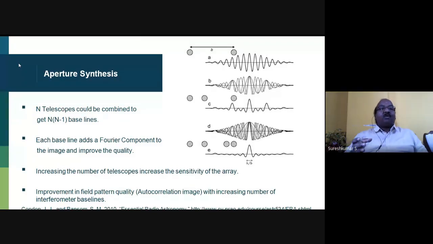If you have N telescopes, you will have N into N minus 1 baselines, and each baseline adds a Fourier component to the image and improves the quality. Increasing the number of telescopes increases the sensitivity of the array. So an array has many telescopes, you will have many baselines, and you will have better sensitivity. And for this, the reference I have given, you can go through those lectures.